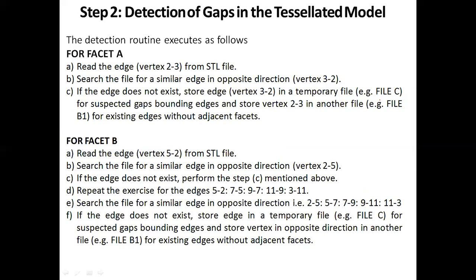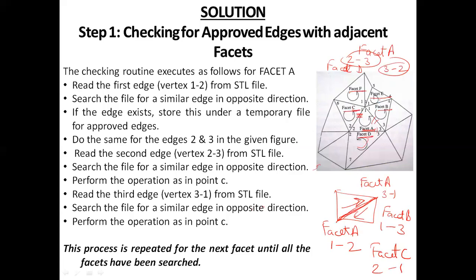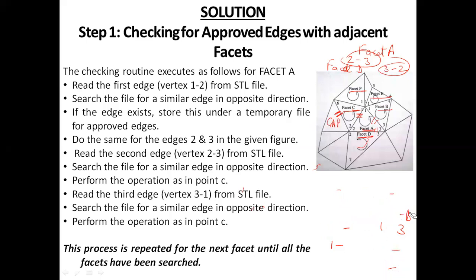Now, the second step. When I check a facet, I have to check whether the orientability is there or not. Suppose, let us assume that this is a gap. Now, for this edge, at facet C, what I will check for is the orientability.